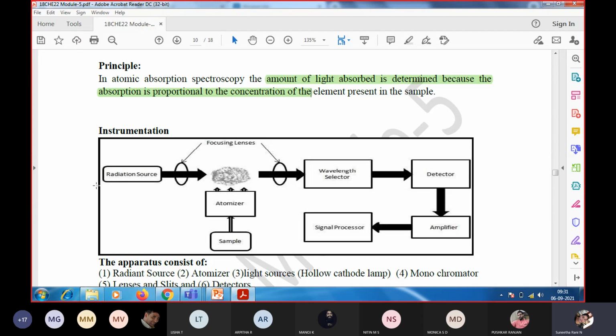If you look at the instrumentation, it requires a radiation source, focusing lenses, an atomizer, and a sample holder. Next it requires a focusing lens and a wavelength selector, where you can select the particular wavelength at which it absorbs. And you need a detector, an amplifier for converting, and a signal processor, which helps in processing the detected signals and converting them into another form.